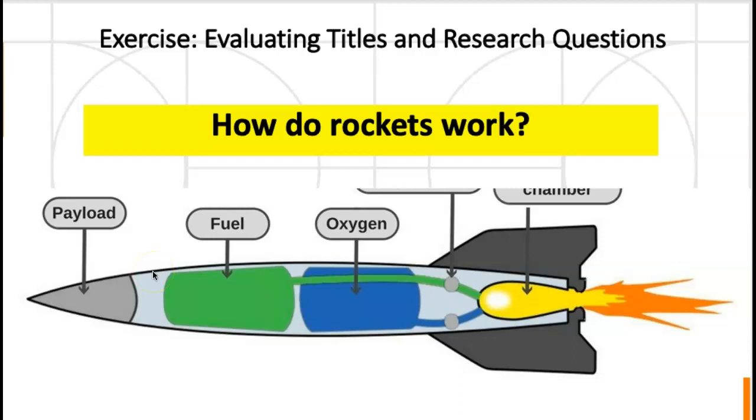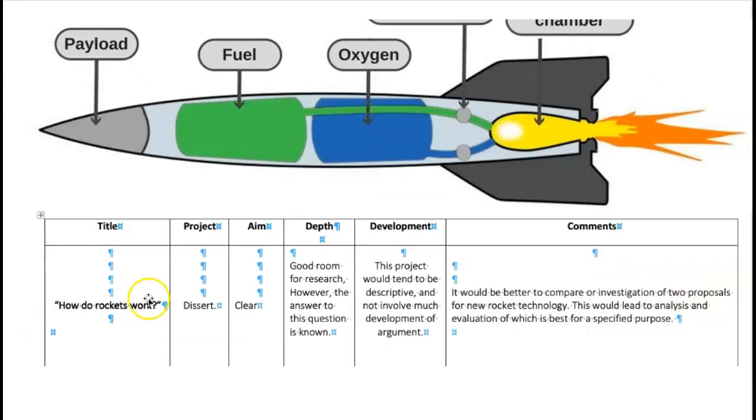Okay, so you've had some time to think really about this particular title, and this is the advice that I would give, and see whether it tallies with your own, okay? So the project title, How Do Rockets Work? The aim of it is clear. We know what the researcher wants to do. He's going to give us a lot of description.